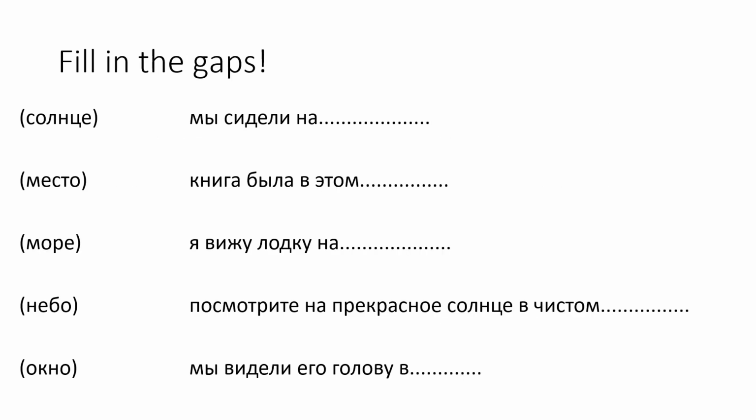Now we have a final fill in the gaps exercise for you to practice declining neuter nouns into the prepositional case. So you can pause the video. I'm just going to start going through the answers now. Мы сидели на солнце. So солнце means sun, and because it ends with a ye, it just stays the same. Мы сидели на солнце. We were sitting in the sun.